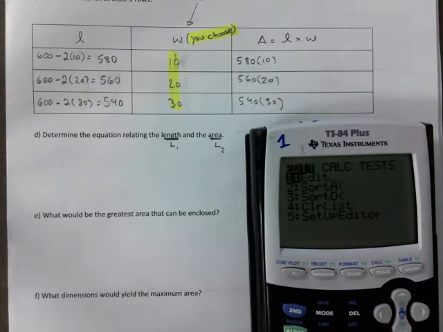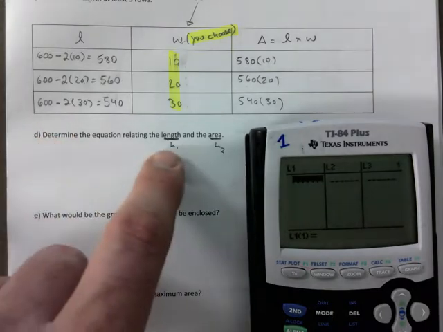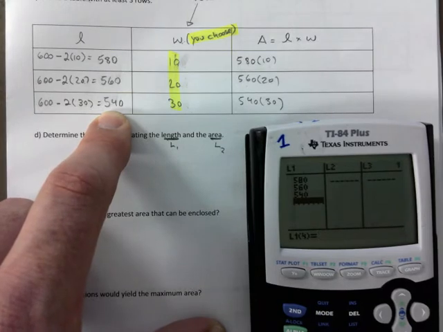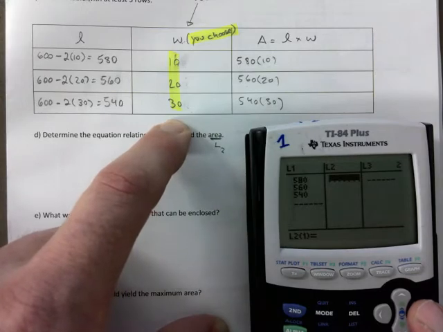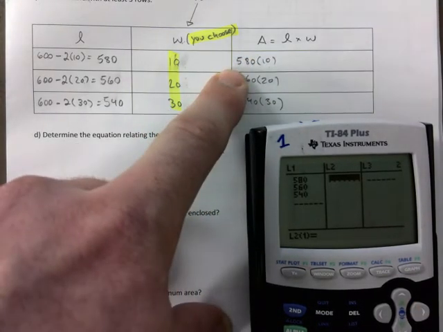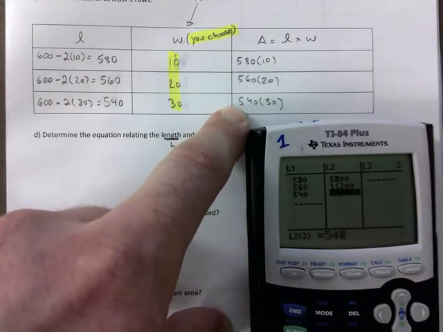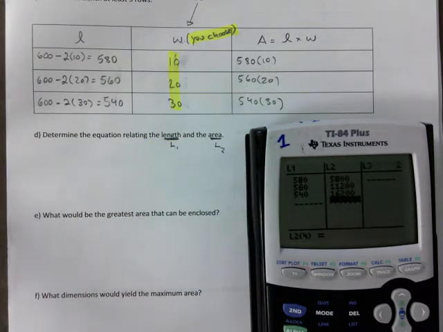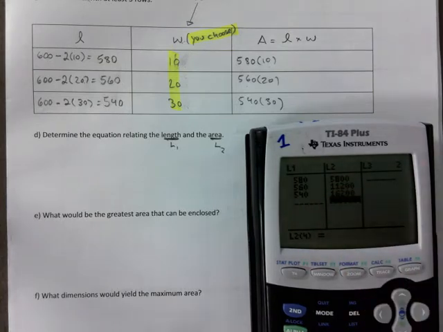So stat, edit. I have a bunch of stuff there. I'm going to delete that. And so length is here: 580, 560, 540. In L2, don't put 10, 20, 30 in there. You're not going to get a quadratic. It's the area. So 580 times 10, 560 times 20, and 540 times 30. Sometimes it looks like it's rounding it, but it's really just showing you the rounded number. It will use whatever you put in there.